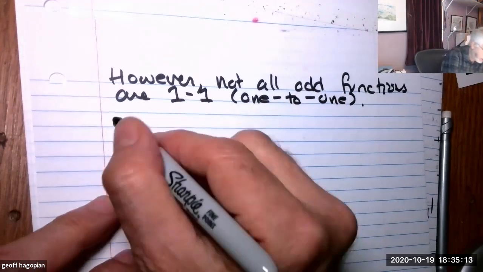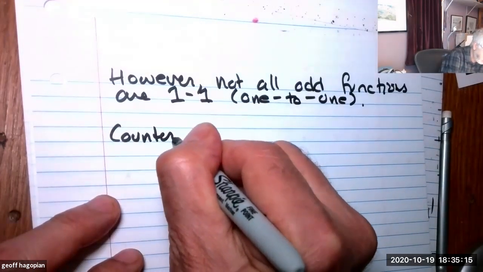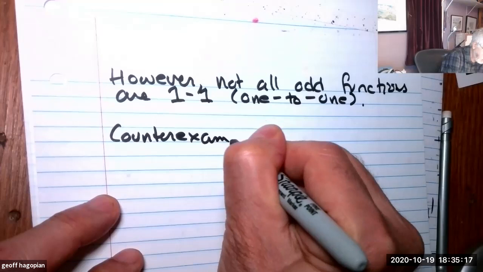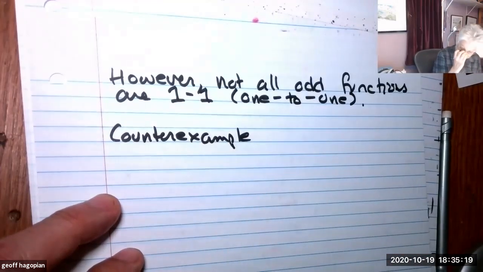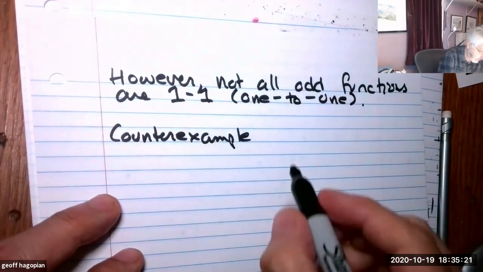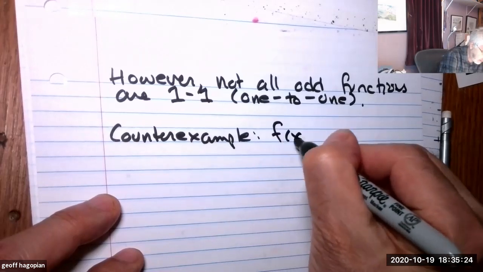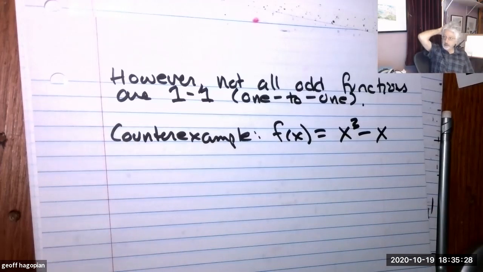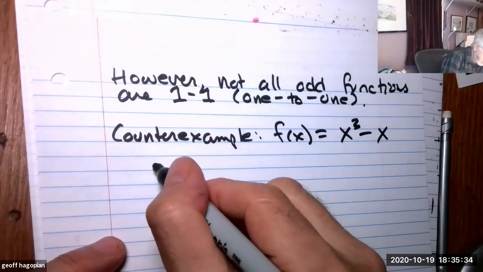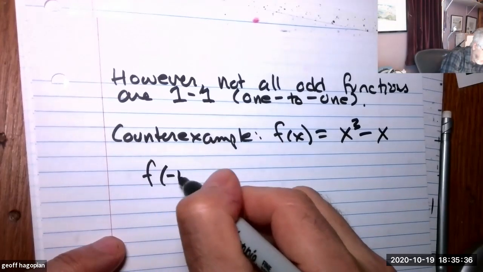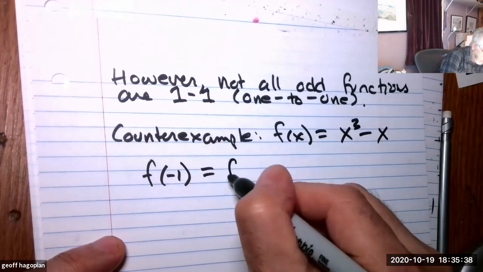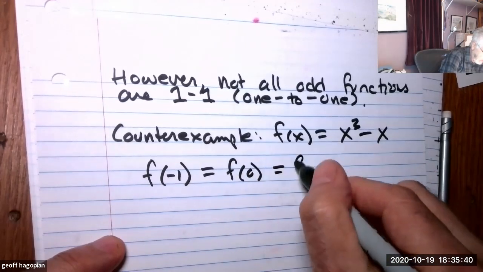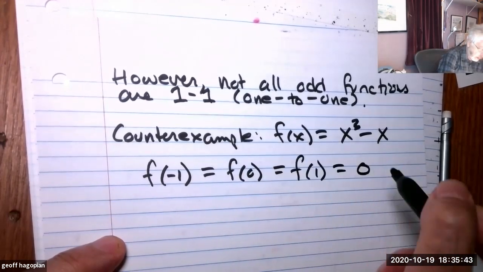And here's a counterexample. An example of an odd function which is not 1 to 1. F of x equals x cubed minus x. I contend that that's not 1 to 1. And here's the evidence, right? F of negative 1 equals f of 0 equals f of 1. They're all 0, right?